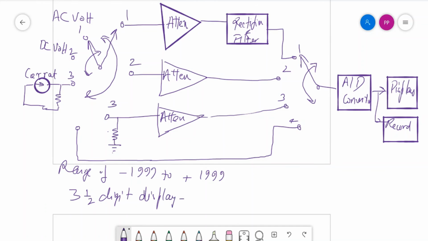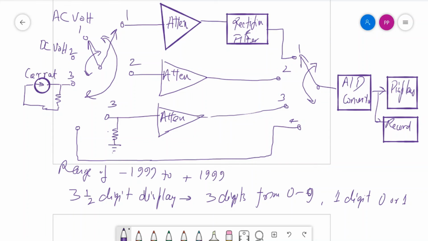This means you have three digits from 0 to 9, and one digit for 0 or 1. One digit for 0 or 1. So we can use the MSB digit for polarity. This way the basic digital multimeter circuit works.